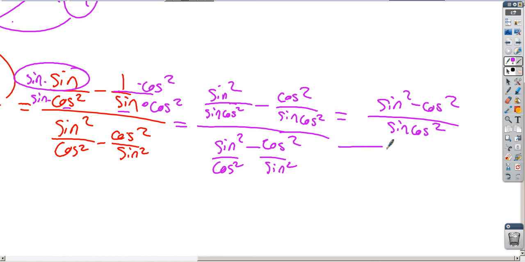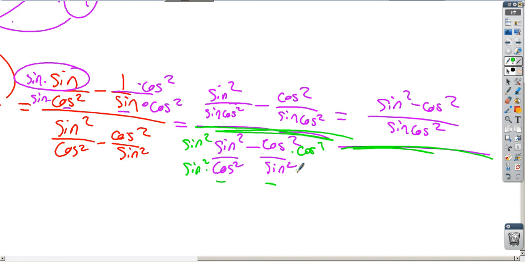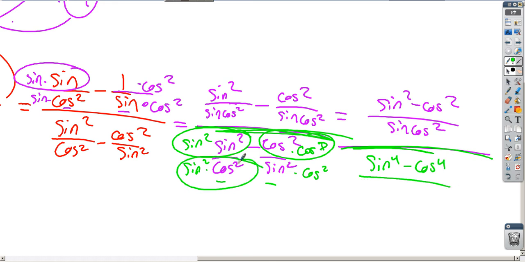And then let's change the bottom here. Let me use a different color. This is this huge green fraction bar. Let's change the bottom into a common denominator, see if that gets us anywhere. So this common denominator would be cos squared sine squared. So this is missing a sine squared, and so is this. This is missing a cos squared, and so is this. So this is going to be sine to the 4th. This is going to be minus cosine to the 4th. And now we have this big common denominator here, sine squared, cosine squared.